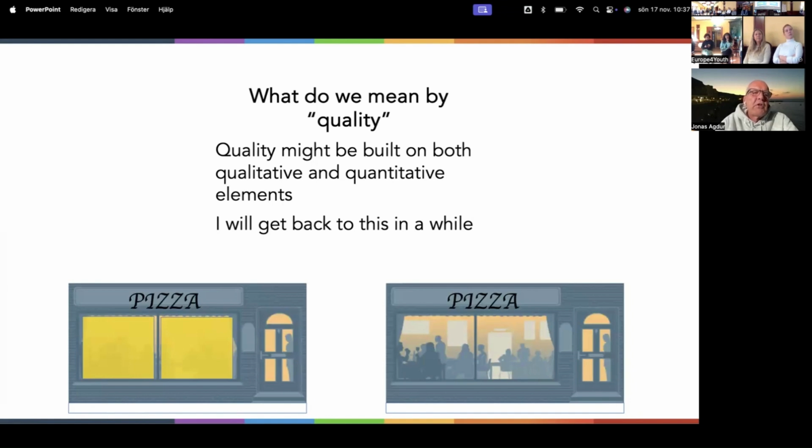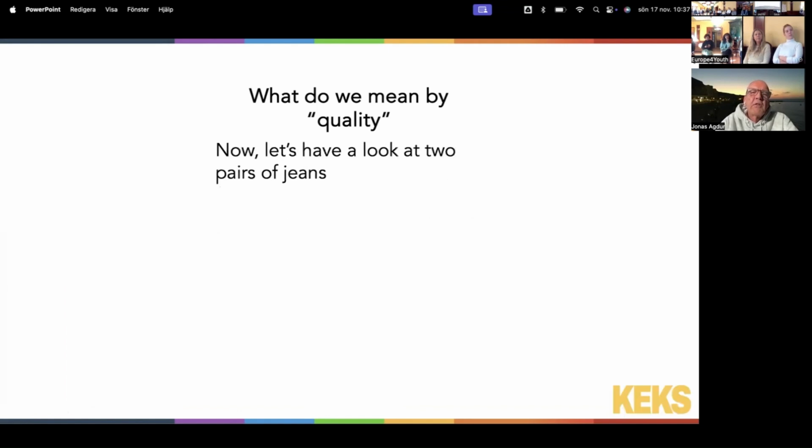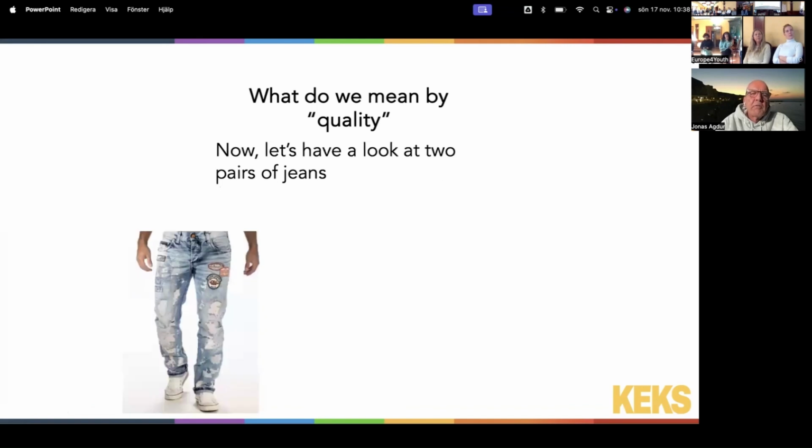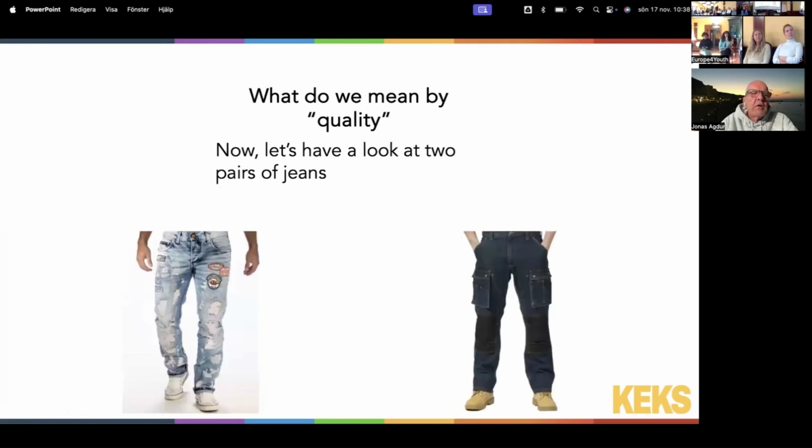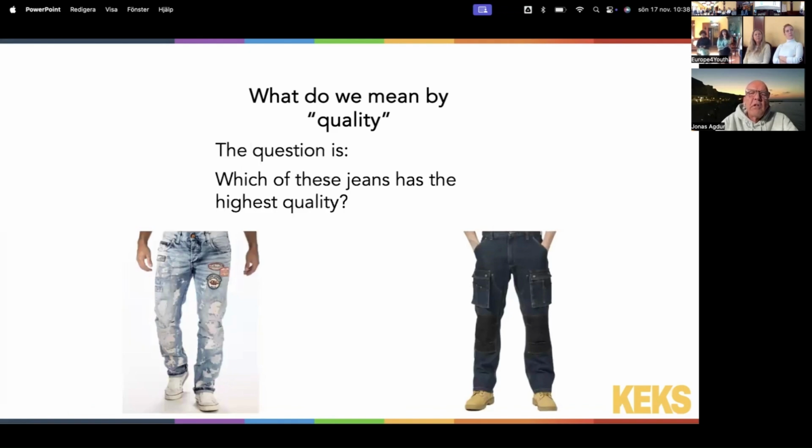There's another question regarding how to clarify what quality is that also needs to be asked. So let's have a look at two pairs of jeans. Okay. The question is, which of these jeans has the highest quality?